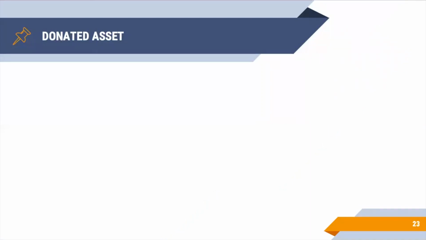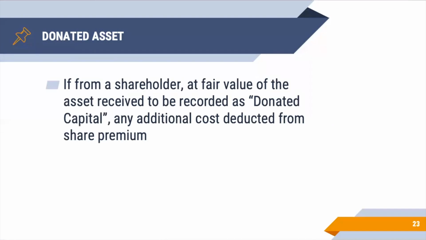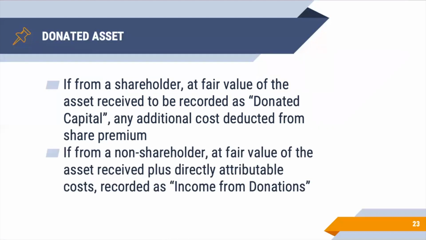Now, what if the asset is donated? There are two situations here. First, if it is from a shareholder, you record it at fair value of the asset received and record as donated capital sa credit. If you incurred any additional costs, you should deduct it from share premium, debit share premium. If you received it from a non-shareholder, you also record it at fair value of the asset received plus directly attributable cost, and you record it as income from donations.